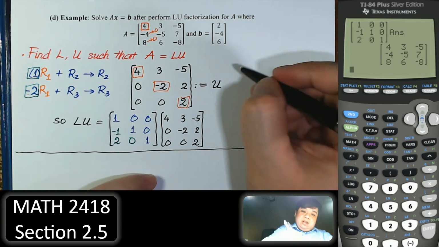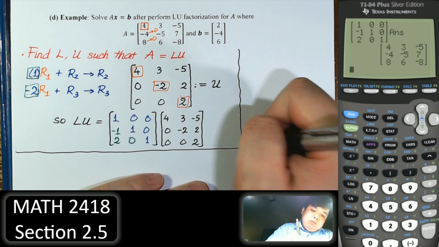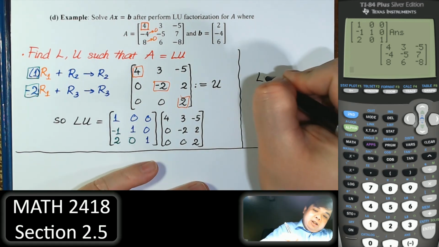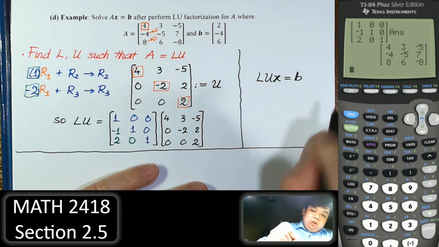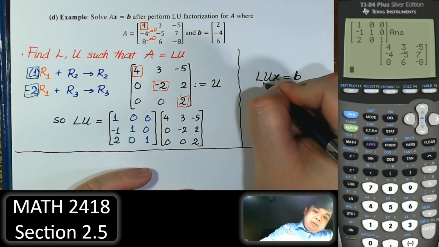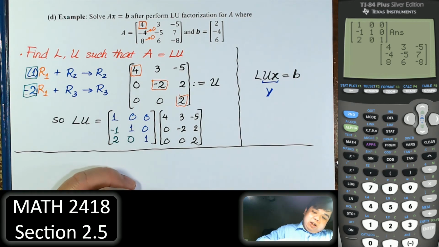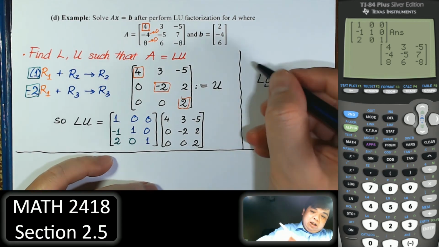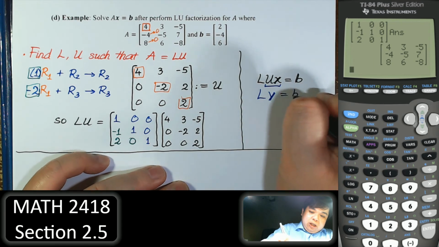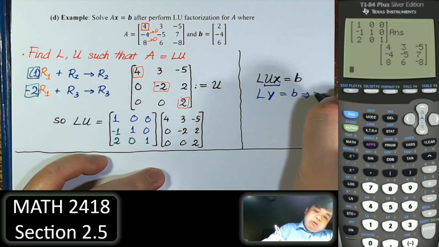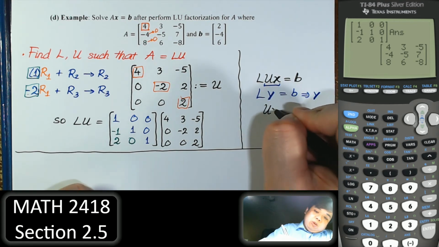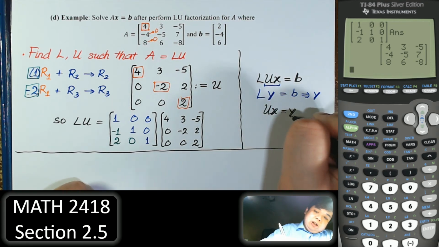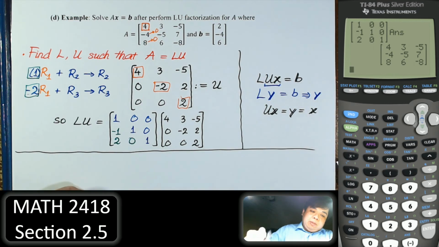The next step is to use LU to solve for x. So LU times x equal to b. So the first step is replacing Ux by y. So we have Ly equal to b. So from here we will solve for y. And after we have y, we go back to the equation Ux equal to y. And from here we can solve for x.